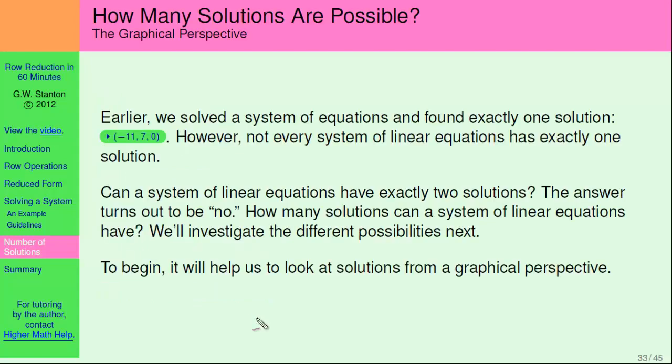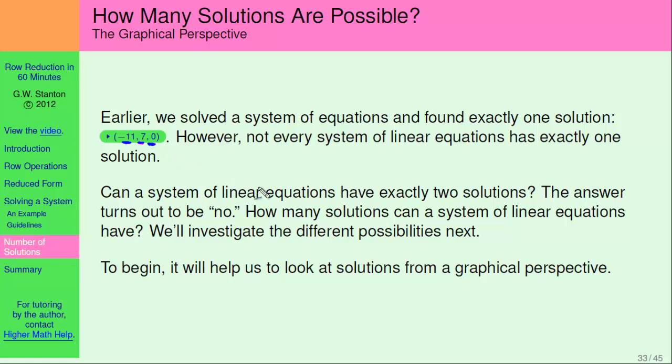Earlier we solved a system of equations and found exactly one solution, which is written here, and you see 3 numbers, so you might think this would be 3 solutions, but keep in mind this is just telling us one particular way of assigning values to each variable: -11 for x, 7 for y, and 0 for z. So we think of this as just one solution. However, not every system of linear equations has exactly one solution.